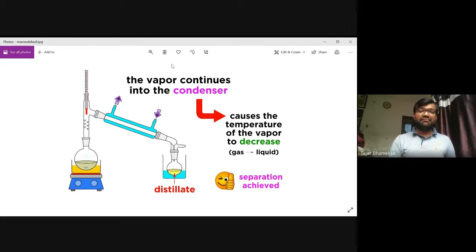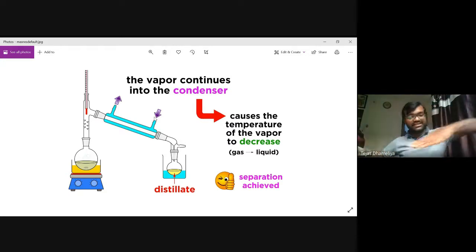The basic purpose is that here we will heat at a certain temperature, and the boiling point of a particular solvent is achieved. It will be converted into vapors. These vapors will come over here into the condenser. So here there will be counter current flow. Vapors will be coming in this direction, water is moving in the opposite direction.